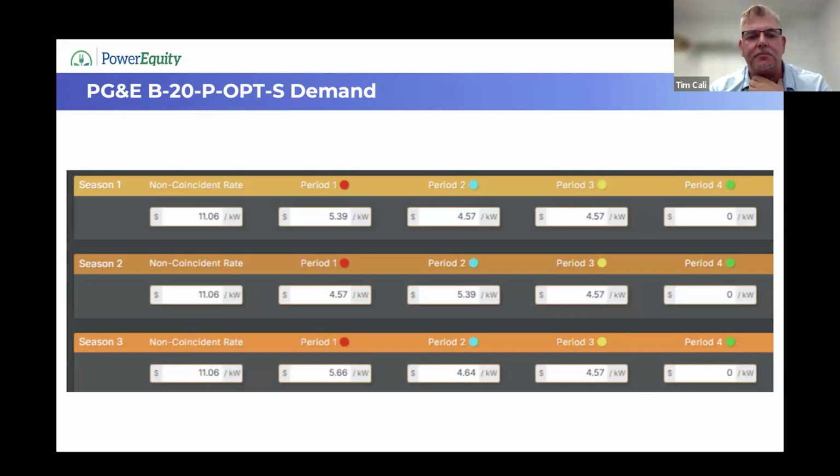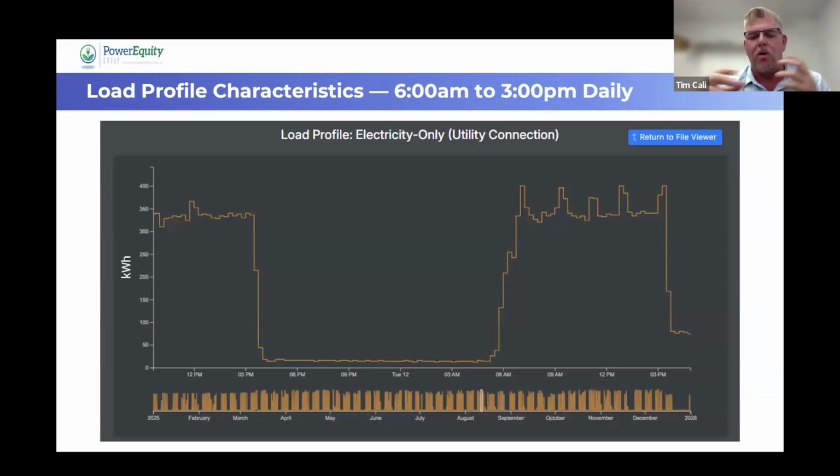Next slide, please. Okay, so why could this work? Well, let's look at the behavior of the facility. Now we're just looking at a day, and we can see the facility shuts off about 3 p.m. and starts up about 6 in the morning, boosts up to their demand level, and then shuts off before 4 p.m.